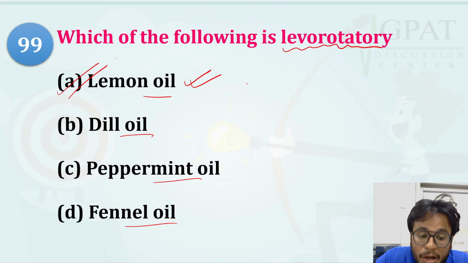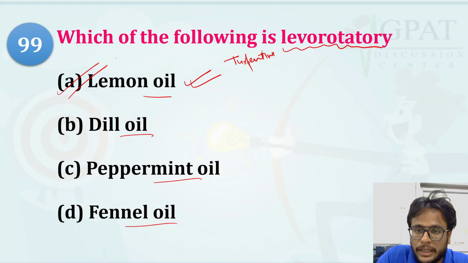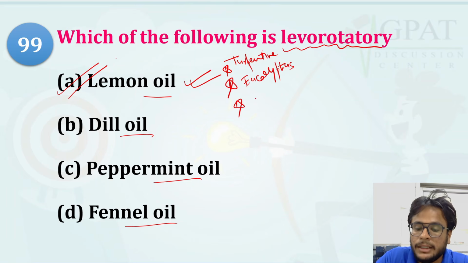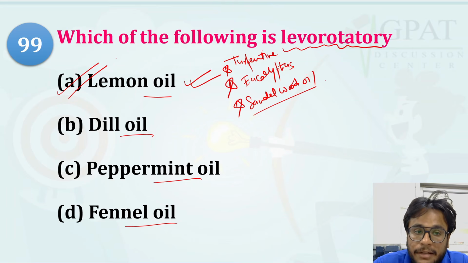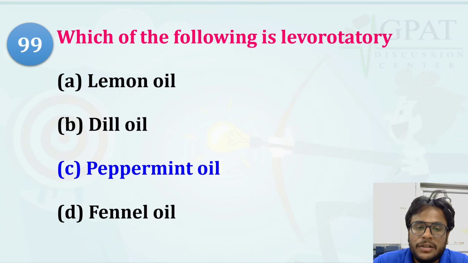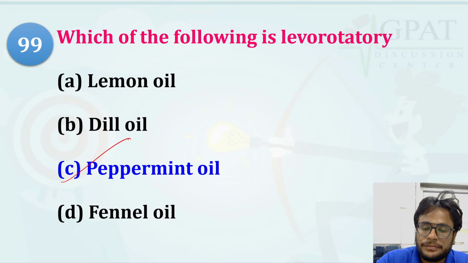Okay, so there are other oils that also rotate the plane polarized light in the left direction. The first is turpentine oil. The second one is eucalyptus oil. The third one is sandalwood oil. These are examples of oils that mainly rotate the plane polarized light in the left direction, or are levorotatory in nature. So C is going to be the correct option.